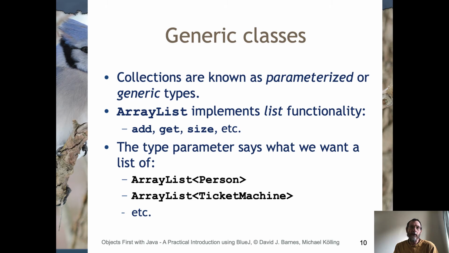So this is one of the powers of generic classes, that we can customize or adapt them to fit the particular requirements we have for storing particular types of objects. Now, an ArrayList implements what we call list functionality. So it provides a set of methods that are common to lists, and they allow us to do things like add an item to the list, get an item from the list, find out what the size of the list is, and so on. And we'll see those methods in action shortly when we look at the source code of the methods of the MusicOrganizer class.